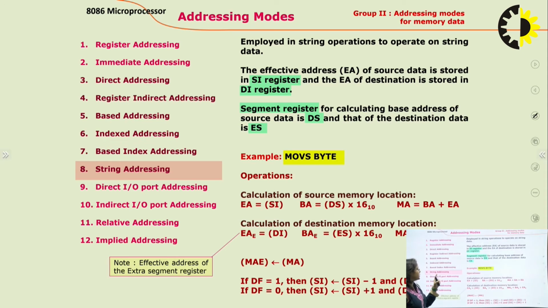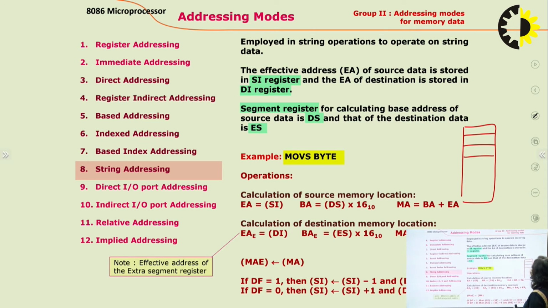Next is string addressing mode. In case of string addressing mode, before starting about this instruction, we will discuss what we mean by string. 8085 does not support string. String means a set of data. So when we talk about memory, it consists of an array of locations.